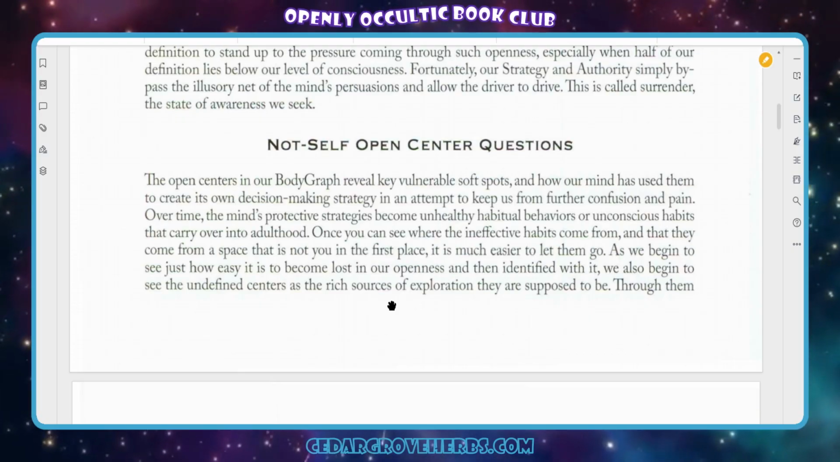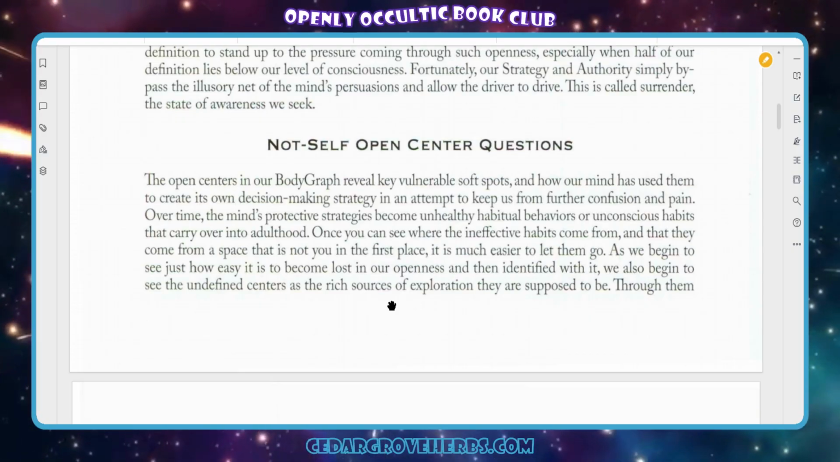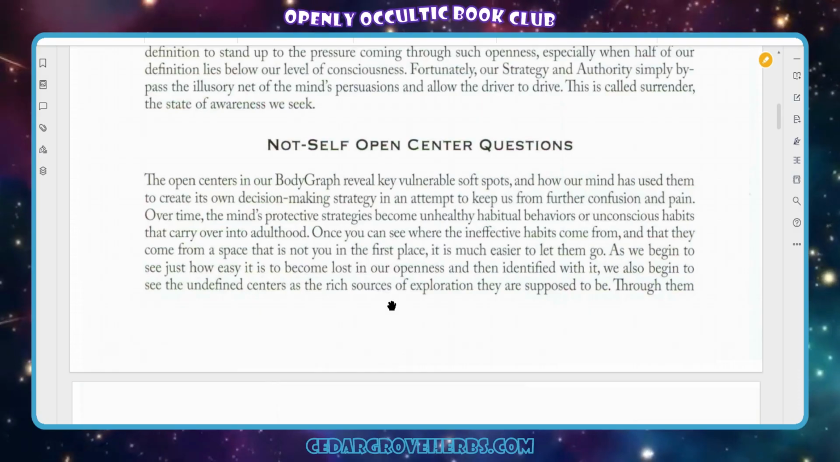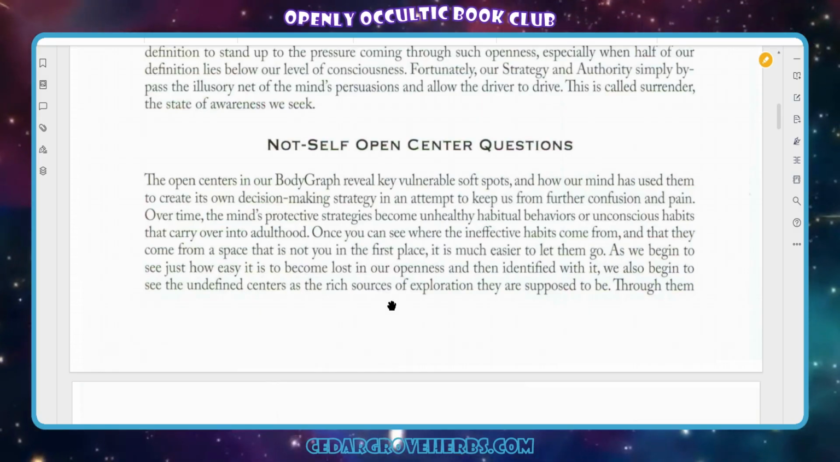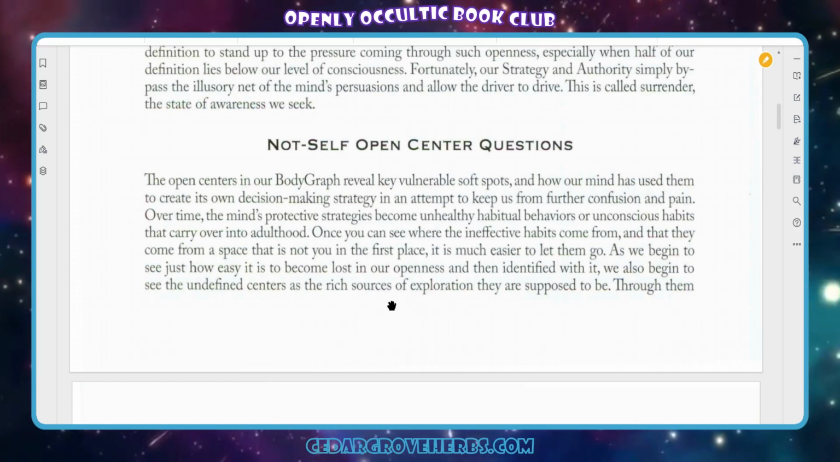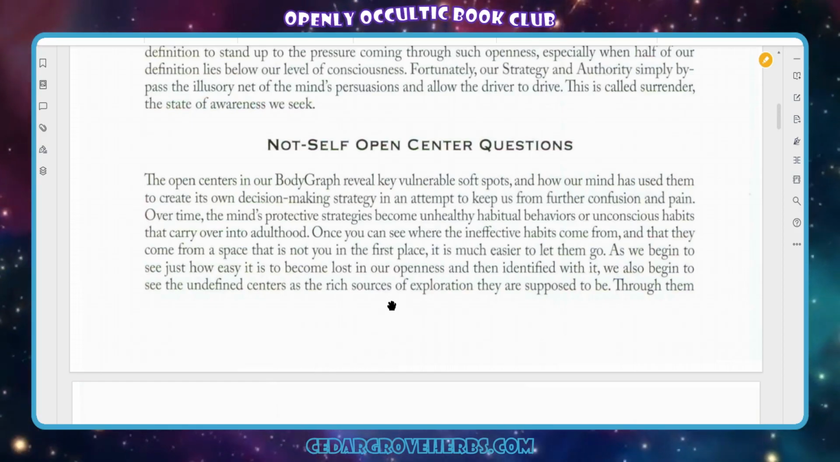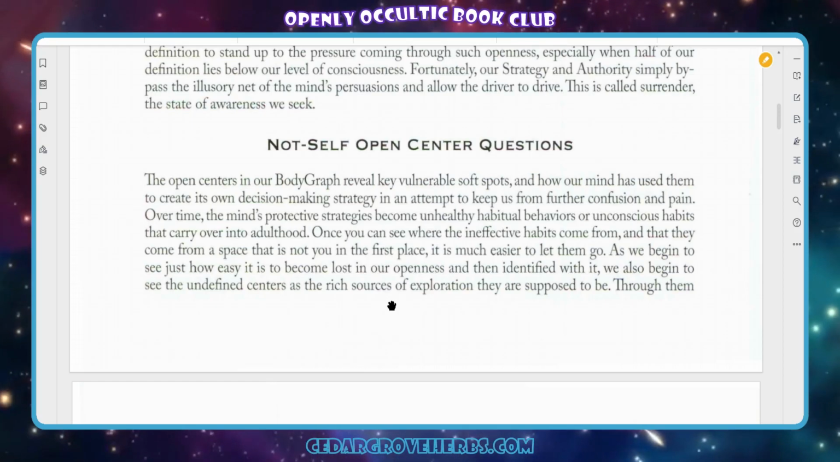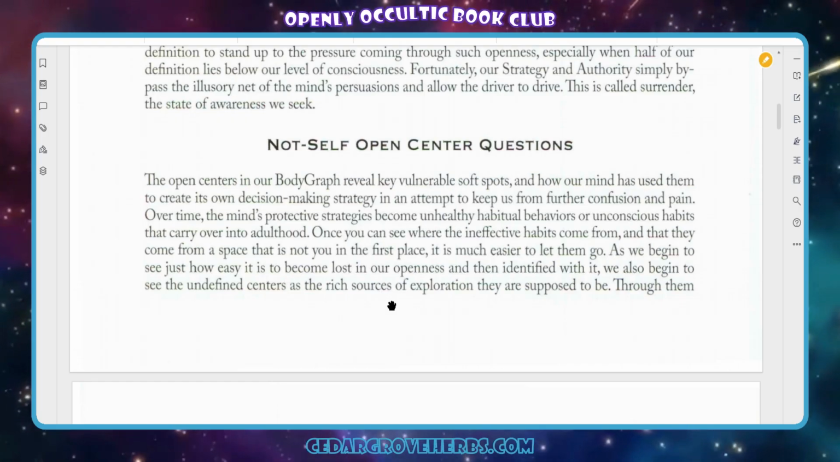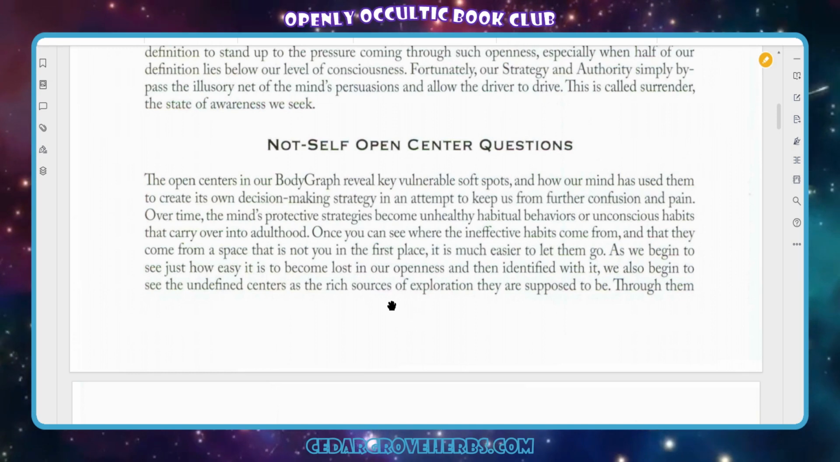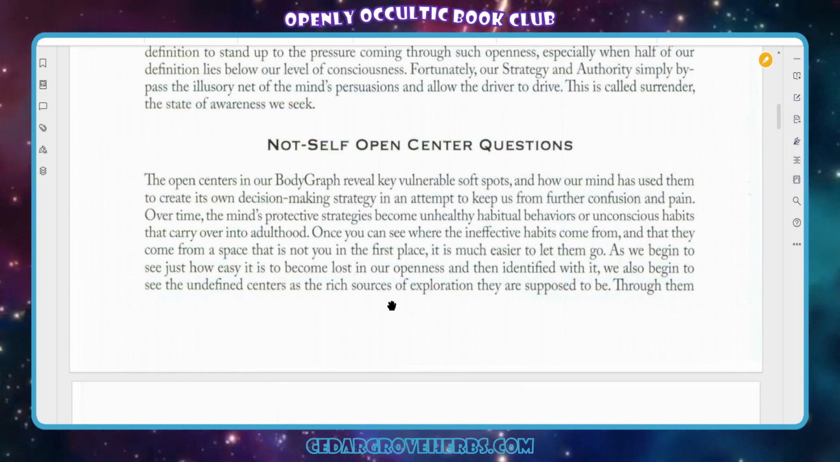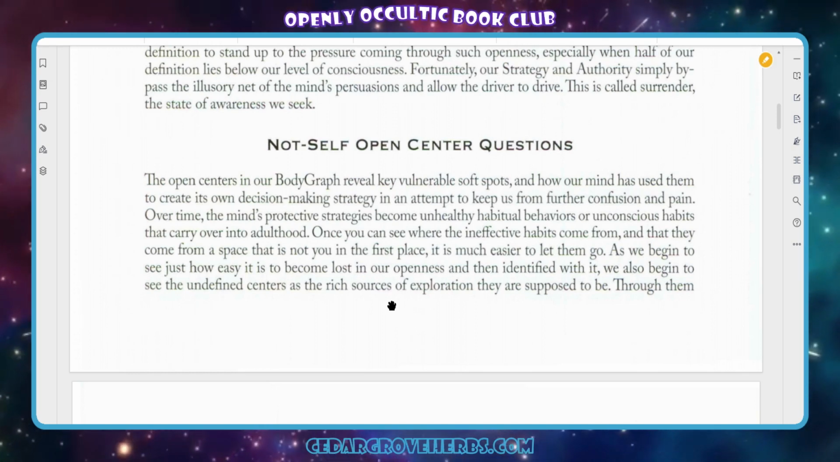Over time, the mind's protective strategies become unhealthy habitual behaviors or unconscious habits that carry over into adulthood. Once you can see where the ineffective habits come from, and that they come from a space that is not you in the first place, it's much easier to let them go.